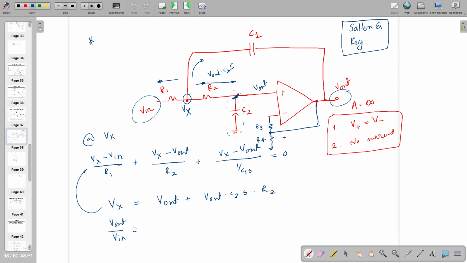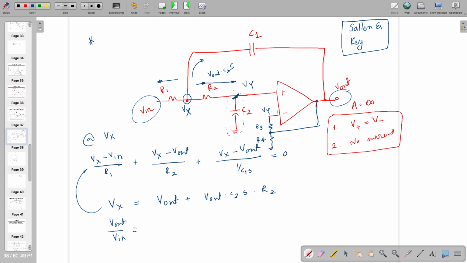But V plus equal to V minus. So whatever value we were reaching earlier as Vout, here it will not be Vout, but it might be some value called Vy, and this is Vy. So can you find out Vy in terms of Vout now?